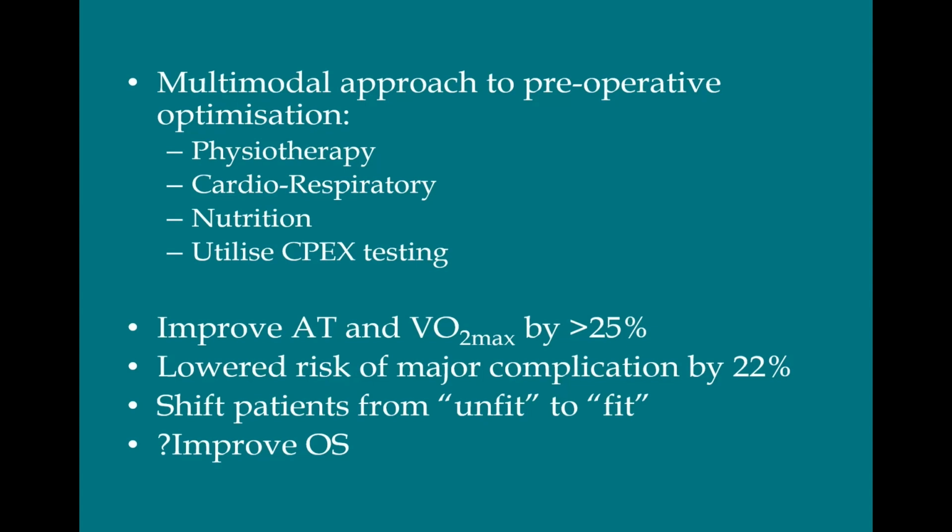And what we do know is that if we can improve some of the metabolic markers, such as anaerobic threshold and maximum oxygen consumption, by a quarter or so, we can lower the risk of major complications by 20%. What we're also able to do is shift some patients who may be borderline fit for surgery into fit enough for surgery. And we hope that over time we can improve not only the overall health of the patient, but thereby impact the overall survival for these patients as well.